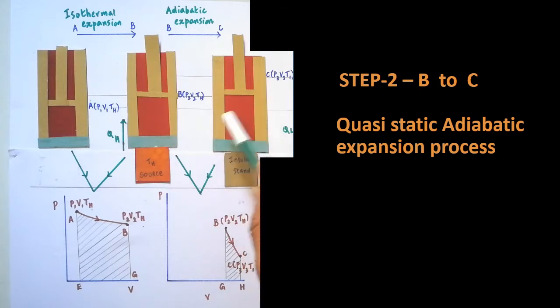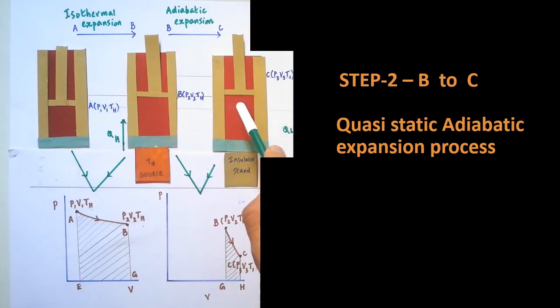It is not able to supply any heat, it is not able to absorb any heat. The walls of the cylinder are made up of insulator. The bottom portion alone is made up of good conductor of heat, but it is having contact with the insulating stand. So therefore, no heat will be transferred from inside to outside or outside to inside. That you have to understand.